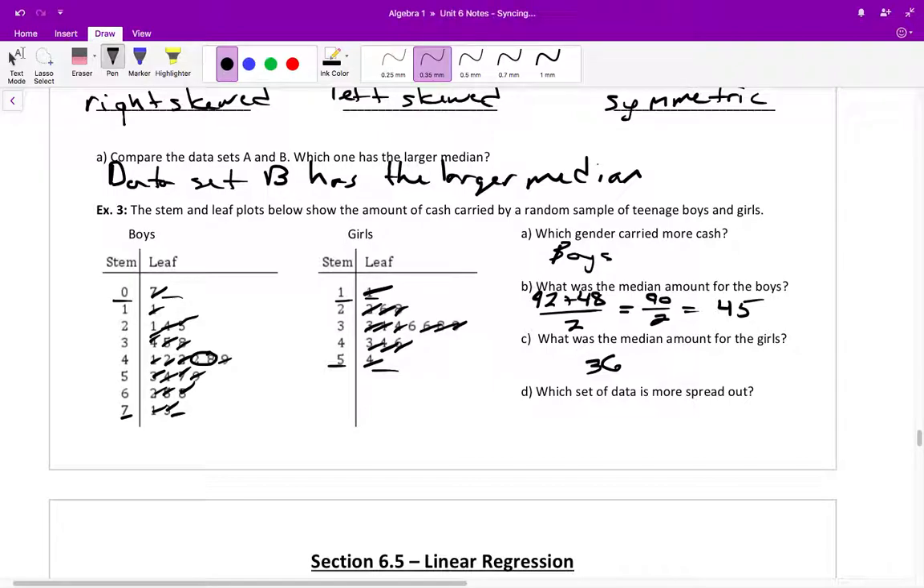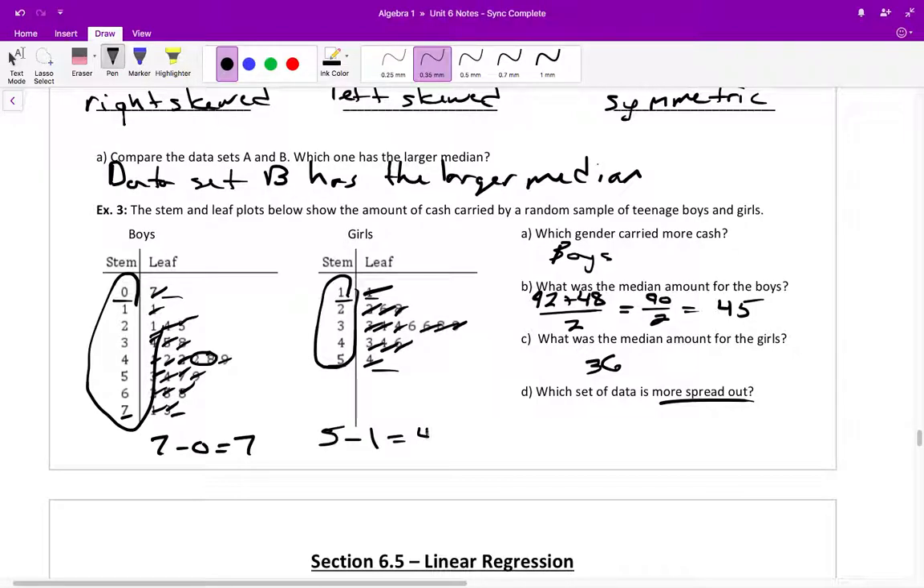Now for D, it says which set of data is more spread out. So boys was everything from 0 to 7, so that would have a range of 7. 7 minus 0 would be 7. For the girls, that would be everything from 1 to 5. So 5 minus 1 would be a range of 4. Boys has a bigger range, so it is more spread out. So you would say that the boys were also more spread out.